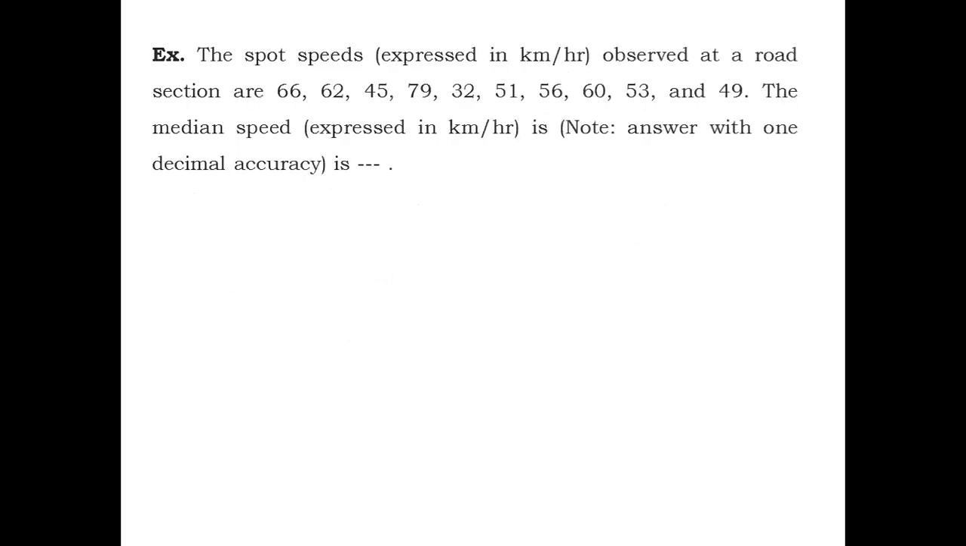So let us see the first problem. There are so many problems we are supposed to discuss now. The spot speeds observed at a road section are 66, 62, and so on. So the median is, so in the question paper it is mentioned answer with 1 decimal accuracy. So here we have to just sort, and simultaneously we'll be seeing how many observations are there.